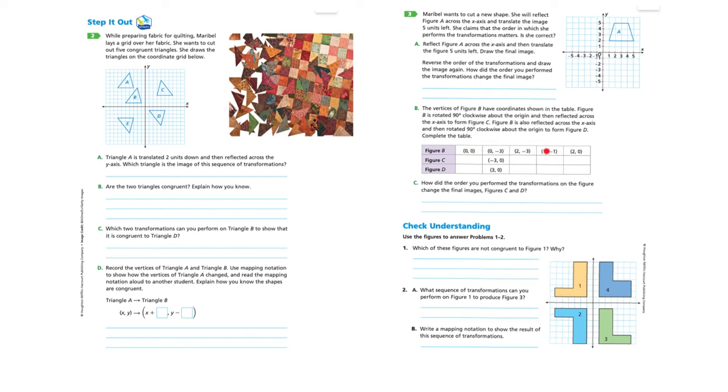So then B, the vertices of figure B, so now they're going to ask you to use these vertices here to make another figure. They have these coordinates. B has those coordinates. Figure B is rotated 90 degrees clockwise about the origin and then reflected across the x-axis to form figure C. Figure B is also reflected across the x-axis and then rotated 90 degrees clockwise about the origin to form figure D. So they want you to do those things and then complete the table.